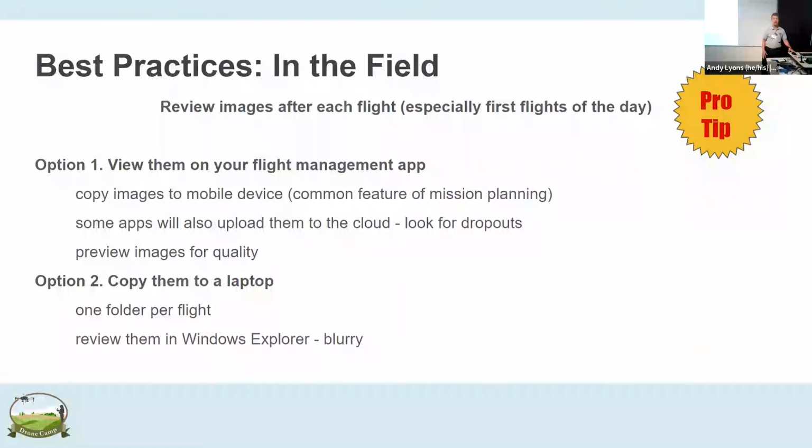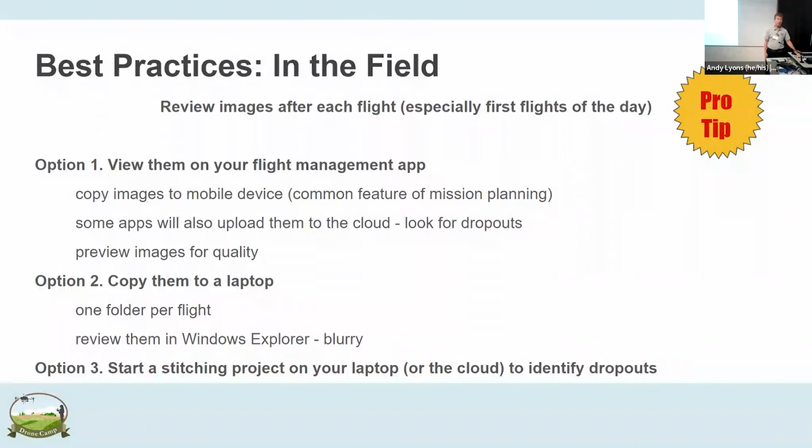Do a quick inspection of the images. They're going to be TIFFs or JPEGs probably. You can just look at them in Windows Explorer and see if they're blurry. That's probably one of the most common data quality issues. For some reason, they're just blurry.